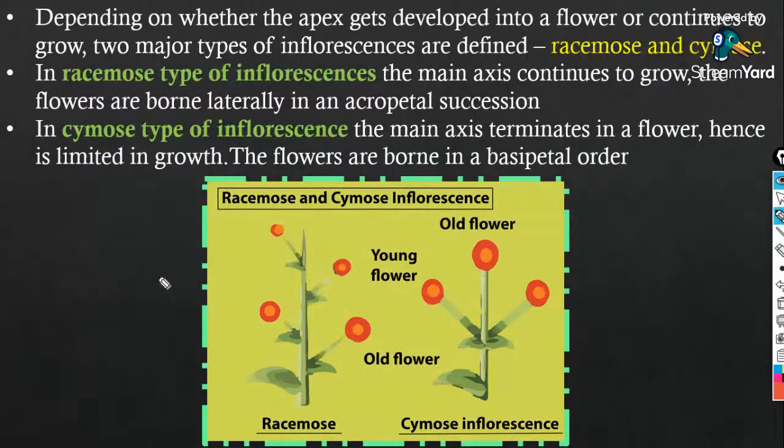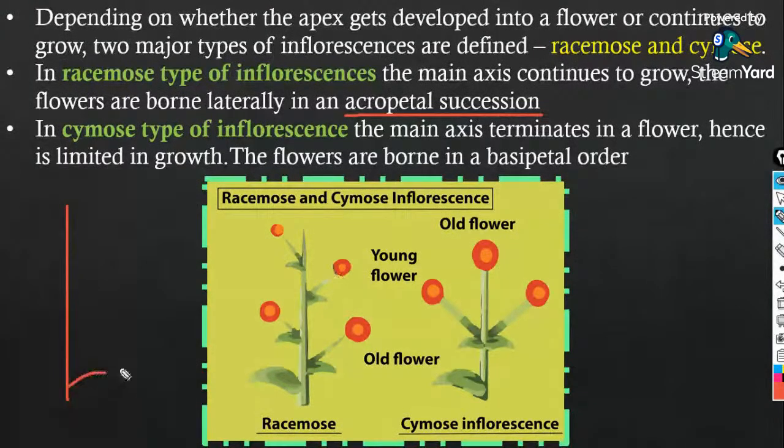I would tell you, guys, the racemose inflorescence means the flower will not be borne on the terminal axis. The terminal axis of the plant continues to grow. The tip of the stem, or the floral axis, would be continuously growing. One important point: in the racemose inflorescence, the flowers are arranged in acropetal succession.